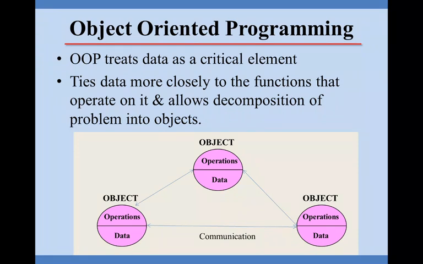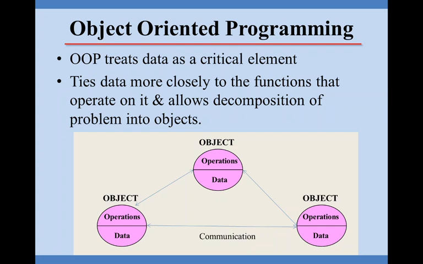Object-oriented programming treats data as a critical element, whereas in procedure-oriented programming the procedure or function is the critical element, that is, the algorithm implementation, the actual concept implementation. Now let us see this diagram. OOP ties data more closely to the functions that operate on it. So what we are trying to do using object-oriented programming is to represent the real world accurately by using programming languages.